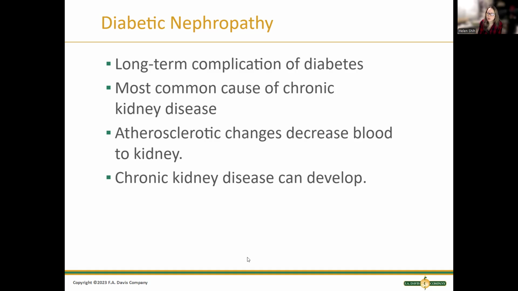Arterial sclerosis refers to the hardening of the arteries or the arterioles. But atherosclerosis is a subset of arterial sclerosis in which there's a hardening of the arteries due to fatty plaque buildups. Arteriosclerosis can happen through other causes, but atherosclerosis is specifically hardening of the arteries due to fatty plaque buildup from having too much cholesterol. And so atherosclerotic changes decrease blood flow to the kidneys. So then chronic kidney disease can develop as a result of diabetic nephropathy.